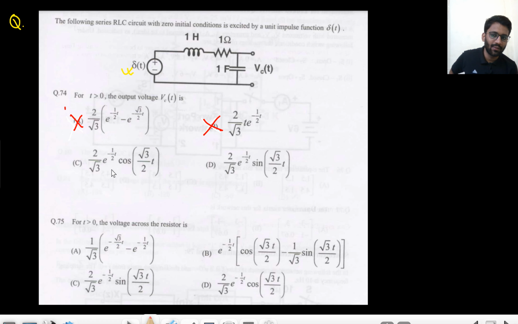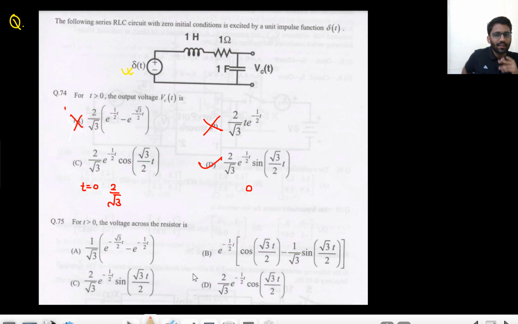In this option, at t equals to 0, you are getting 2 by root 3. And in this one, you are getting 0. So what is the value of VC at t equals to 0? That is 0 volt. So this is the answer. Option D is correct.